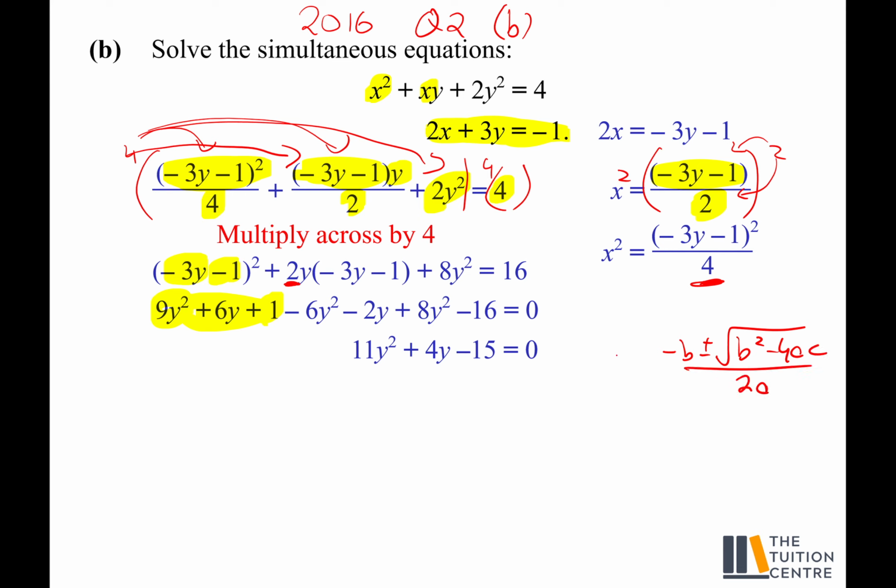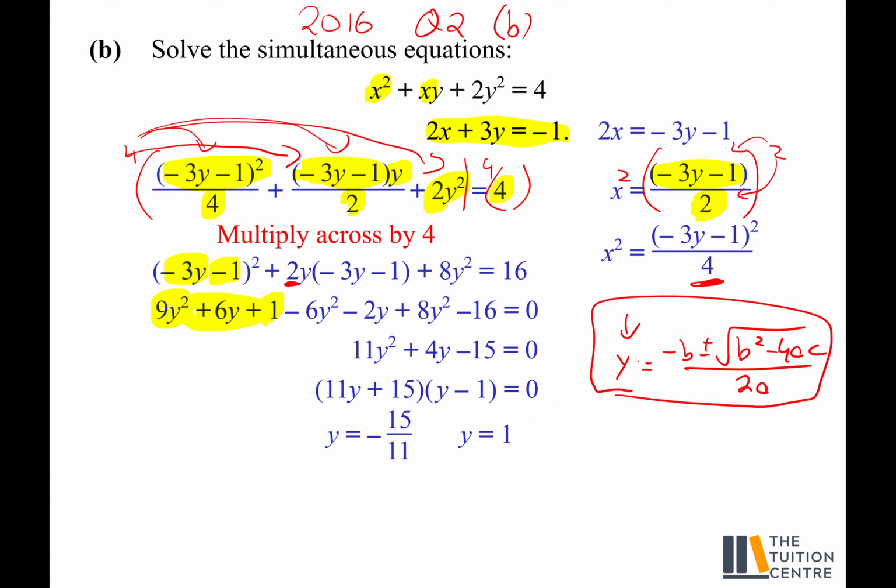But hopefully here everyone realizes we're going to get y and not x. I've seen it happen a number of times that students do the minus b formula, get an answer, but call it x because we're so used to that. But of course our variable at this point is y. I can factorize, I can solve for y. y is minus 15 over 11, y is equal to 1. I get the same values obviously using the minus b formula.